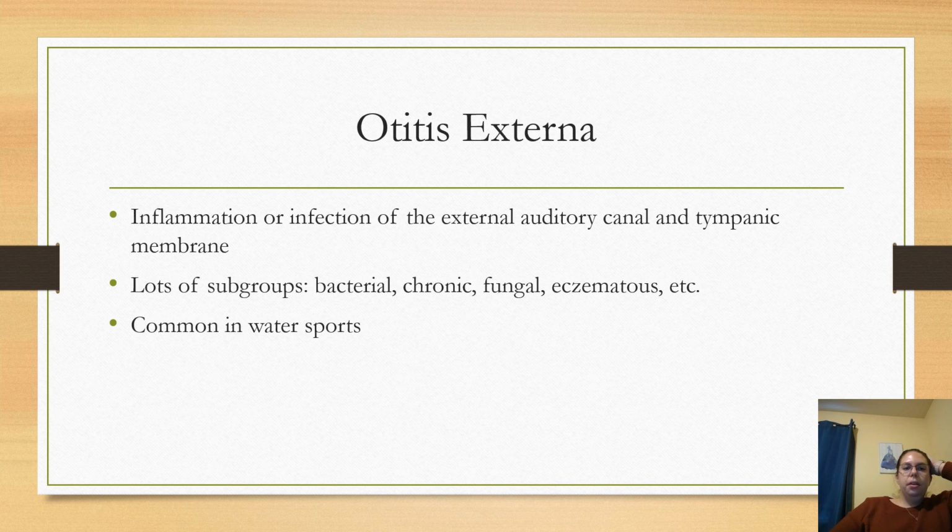So otitis externa, more commonly known as swimmer's ear, is inflammation or infection of the external auditory canal and tympanic membrane. Okay, it can be from a lot of different things: bacterial, fungal, eczema. It can even be a chronic thing. And so it's really important, especially in swimmers, to make sure they're drying their outer ears well.